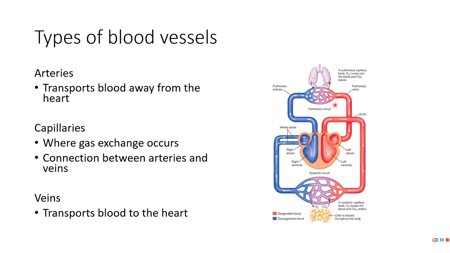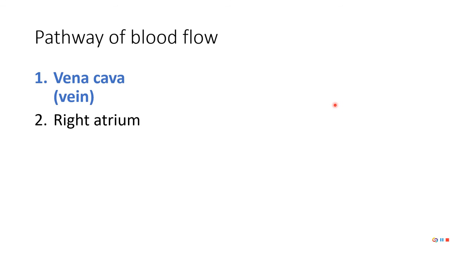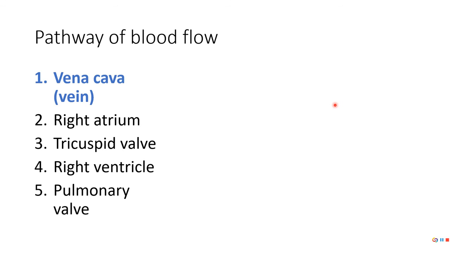So, when it comes to the pathway of blood through the heart, it is as follows. And I'm going to have different colors for if it's oxygen rich or oxygen poor. So, blood enters the heart through the vena cava, which is a vein and does not have a lot of oxygen. Right atrium, tricuspid valve, right ventricle, pulmonary valve, which is a semilunar valve. Okay, the tricuspid valve is an AV valve. It then enters the pulmonary artery, still oxygen poor.